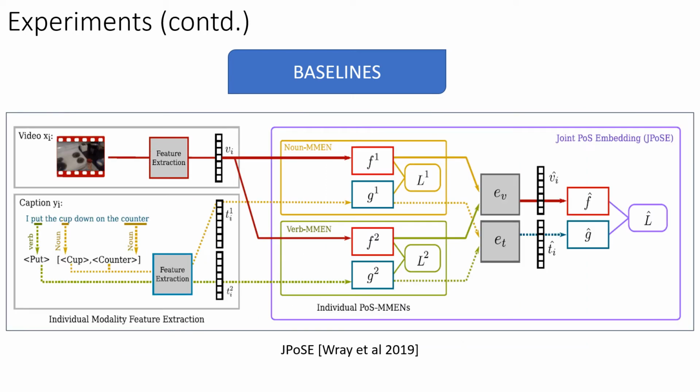Our second baseline, JPoSE, attempts to learn parts of speech-aware embeddings of word2vec representations for video retrieval tasks. It learns a series of progressively refined embeddings under inter- or intra-modal constraints in a discriminative setting. While JPoSE does learn part of speech-aware embeddings, they still don't learn them in a generative setting.